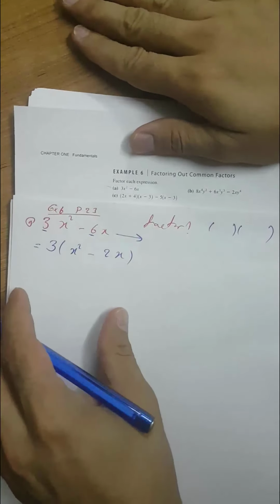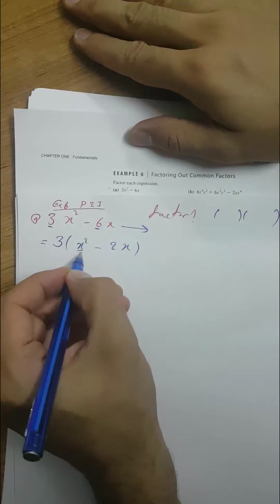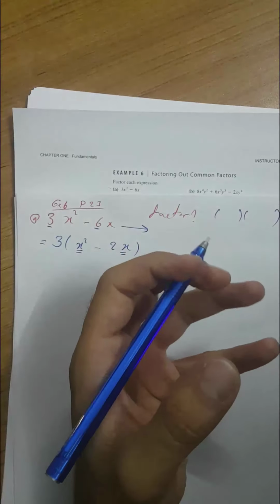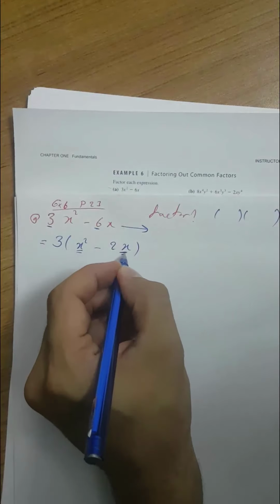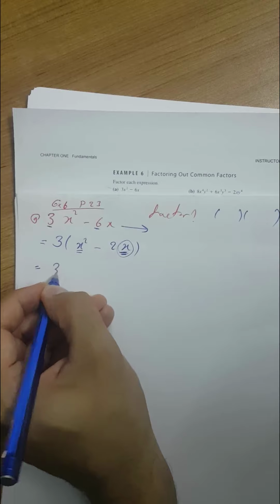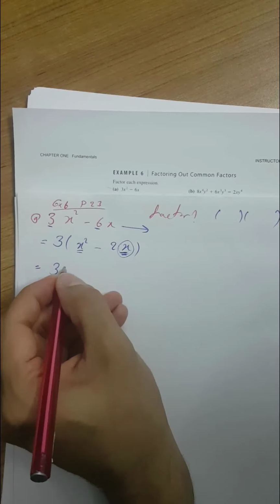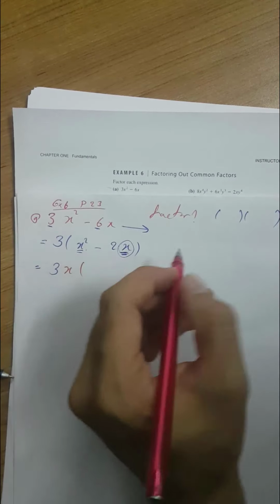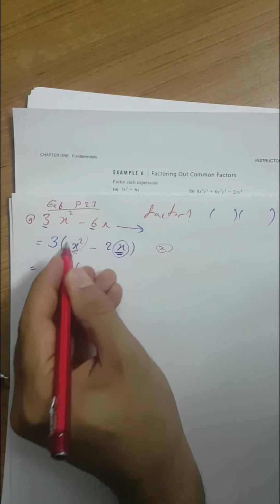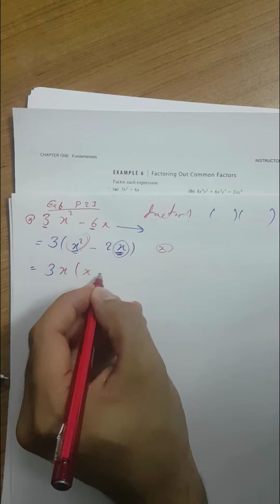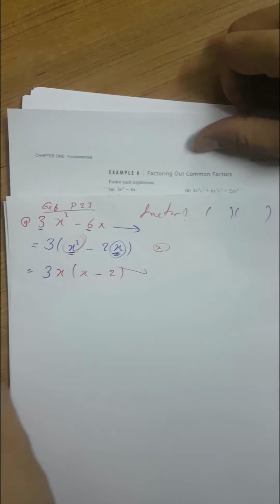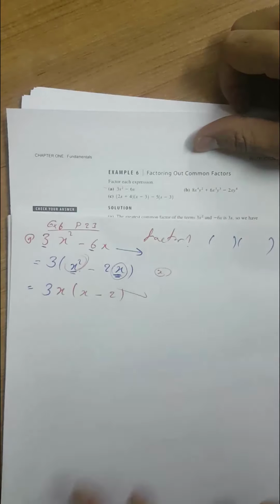Okay. Now, how about between x squared and x? Try to take the smallest exponent out. So I say it is equal to 3, and now it's time for x to come out. Between x squared and x, x is the smallest one. So I'll take the x and subtract it from here, and I'll get x minus 2. That's all that I needed. I think it's easy. How about part B?